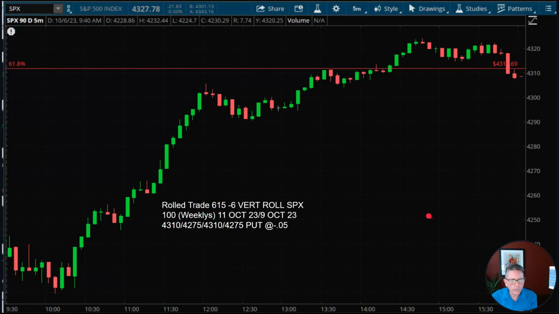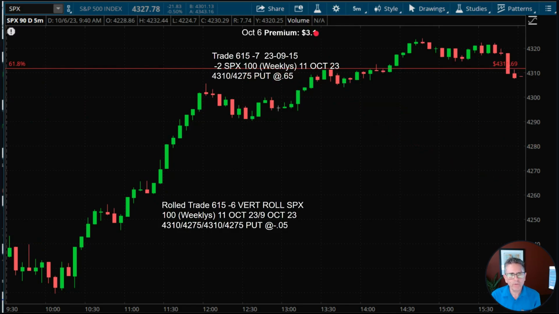So here again, we rolled a trade 6 times. We had a debit of 5 cents. Okay, and then we actually rolled that trade, and we collected 65 cents here. Now we're at a premium of 3.1. So you see here that the premium actually went down because we were adjusting those trades to get our head above water.